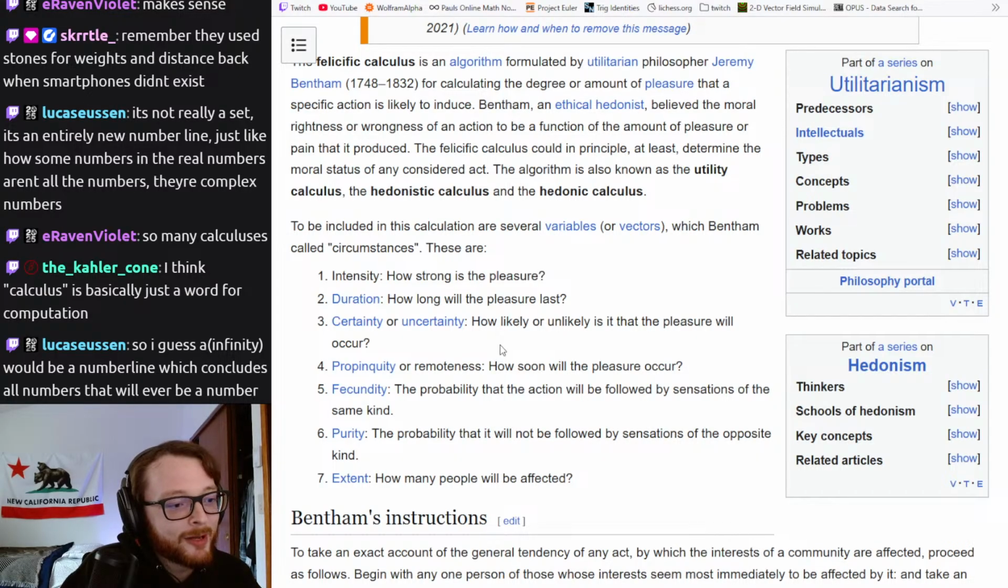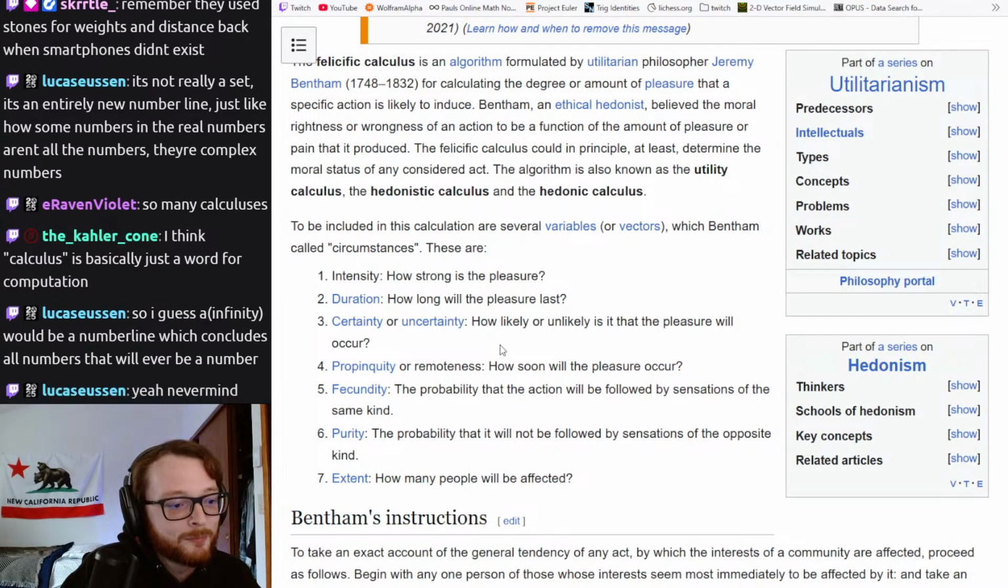It's not really a set, it's entirely a new number line. Well, a number line isn't a defined thing in math, aside from being a set of numbers, is the issue.